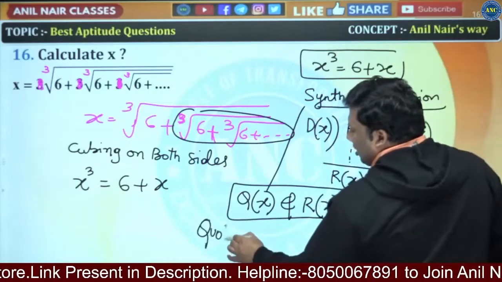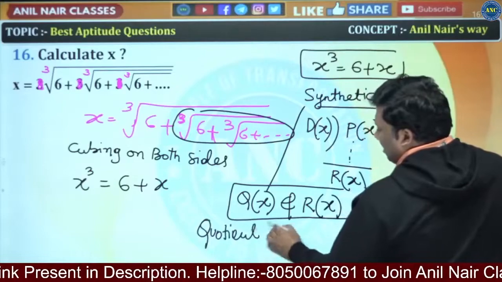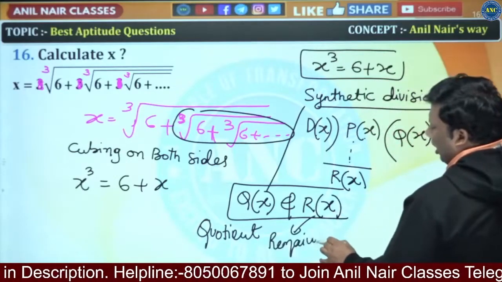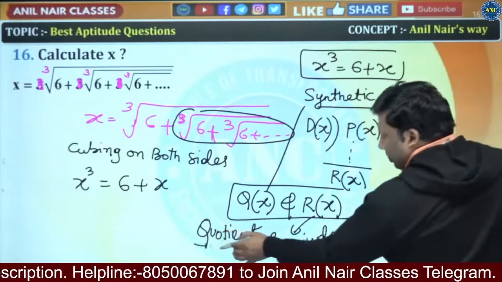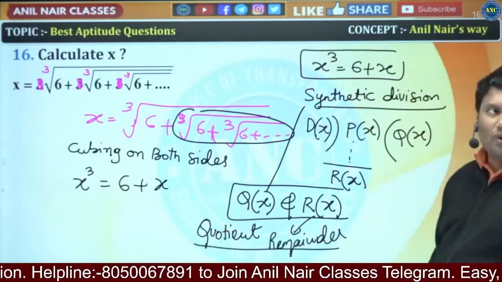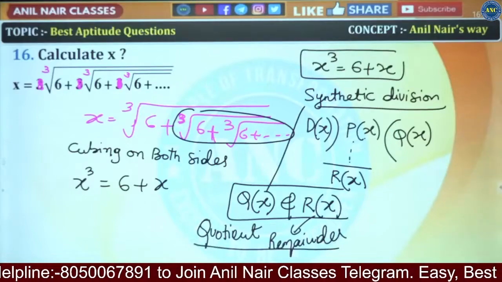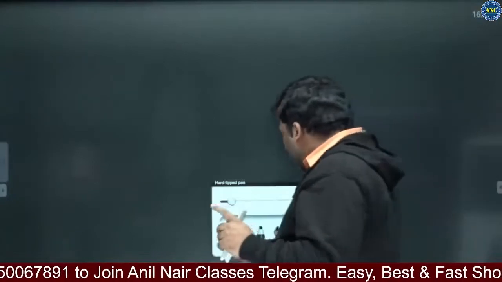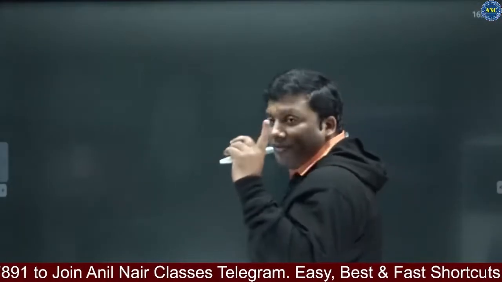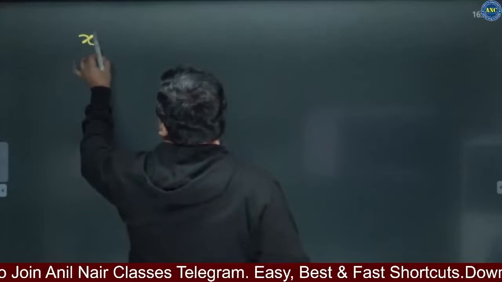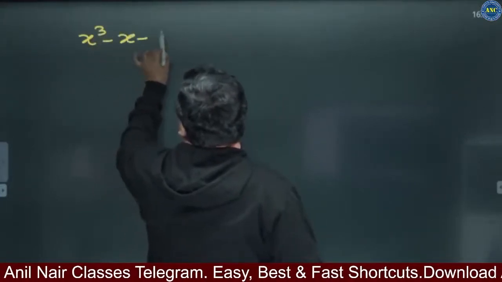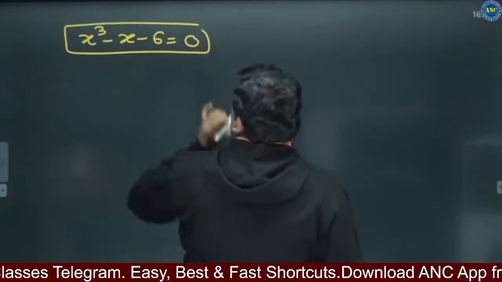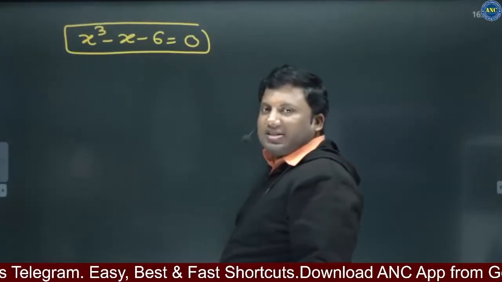Q of x is called the quotient and R of x is called the remainder. Now let us see how it will work. Very important slide, listen very carefully. So x cubed minus x minus 6 is equivalent to 0.